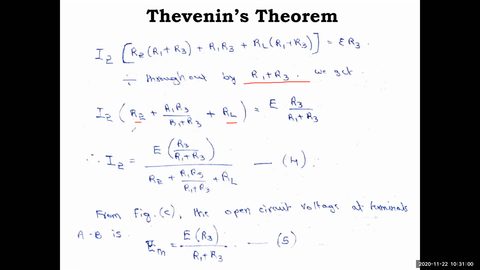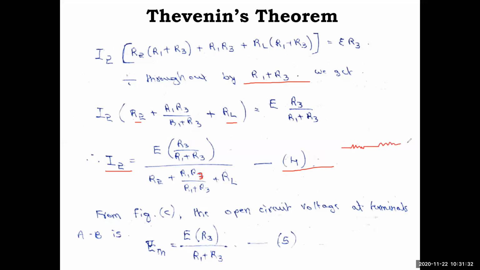So now what I want is the equation for I2. Okay. That is the load current, right? So I2, what you will get from this? It is right side E into R3 by R1 plus R3. And here I have R2 plus R1 R3 by R1 plus R3 plus RL. Okay, so make this as equation 4. So this is the equation of the first circuit, figure C. Okay, so now what we will do, we will find out the ETH and ZTH. Okay, so what was the circuit you had?